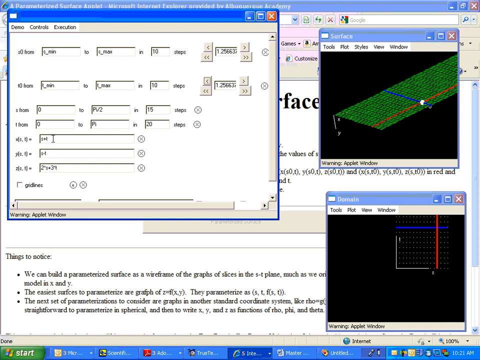So that's just a brief introduction, and then you're going to have some problems to think about, at least one problem to think about, entering in different formulas and seeing what you can discover about the shape that you get.